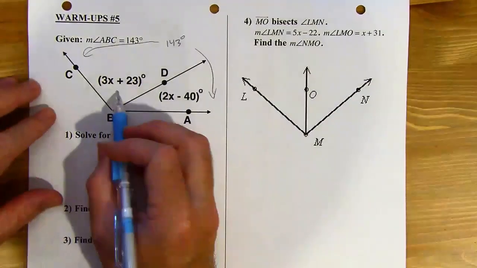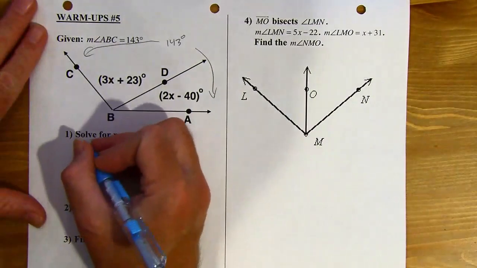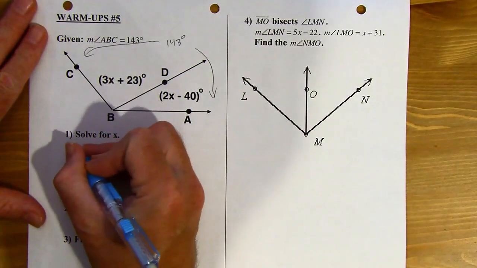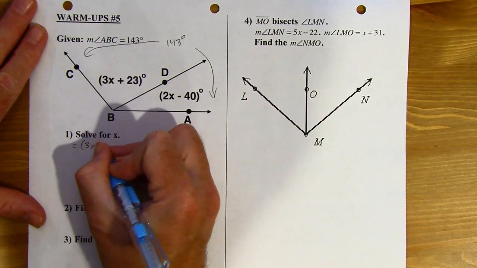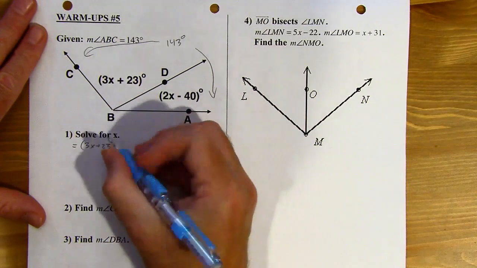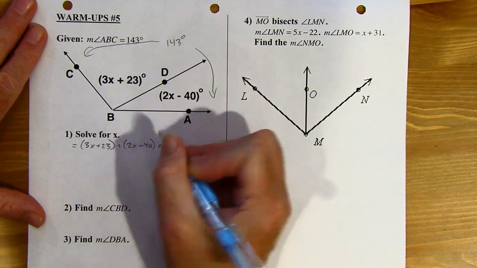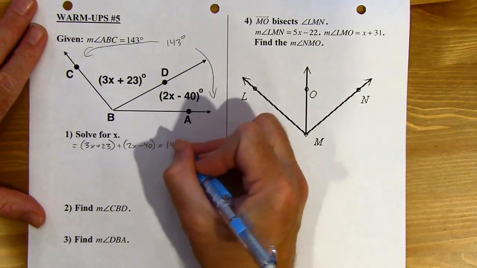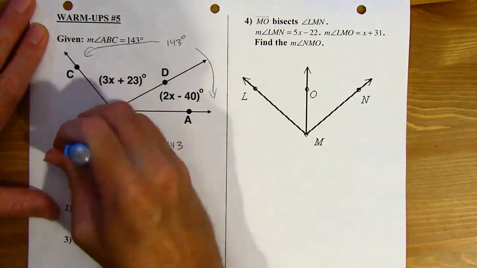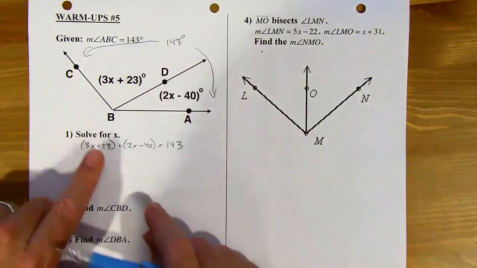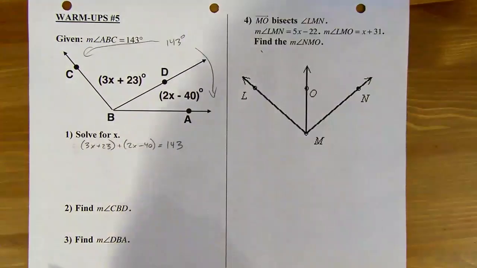Okay, so this top angle is 3x plus 23, that's the expression that represents it. If I add that to this angle, it's going to equal the big angle, which has a measure of 143. I shouldn't have put that equal right there. Sorry. So, yeah, this angle plus this one equals the whole thing. Okay? And now I can solve this for x.